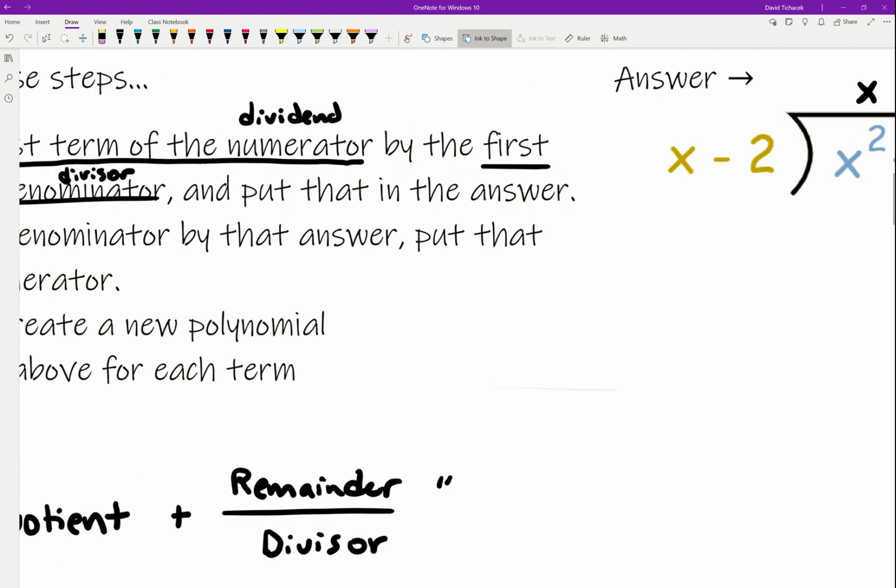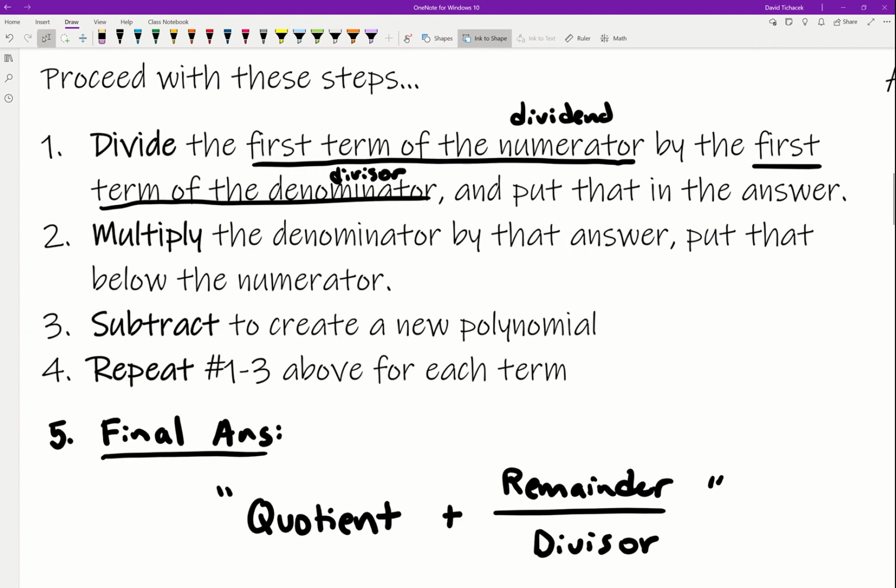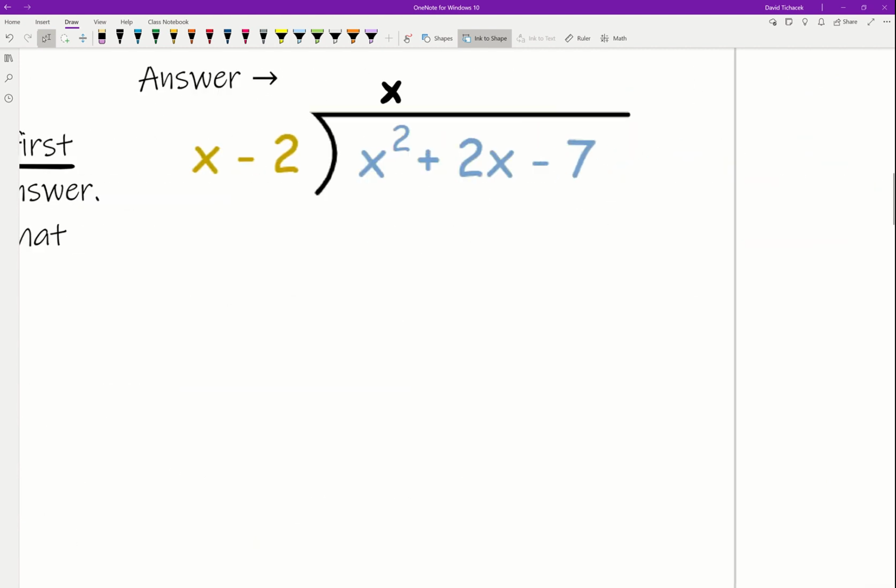Now, that'll take care of the first step. Coming back over here to the next step, it says multiply the denominator, remember that's the divisor, by the answer, and then put that below the numerator, okay? So we're going to go ahead and take this answer that we got, this x, and we're going to multiply it times this divisor out here. And when we do, just remember that that requires the distributive property. So we're going to go ahead and distribute x to both terms. So x times x, of course, is going to give us x squared, and then x times negative 2 is negative 2x. Okay, and so that takes care of the second step, and you notice that I wrote it below the dividend so that everything is nice and lined up for me, ready to go.